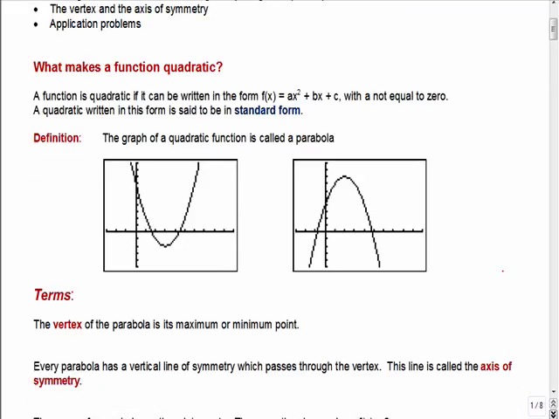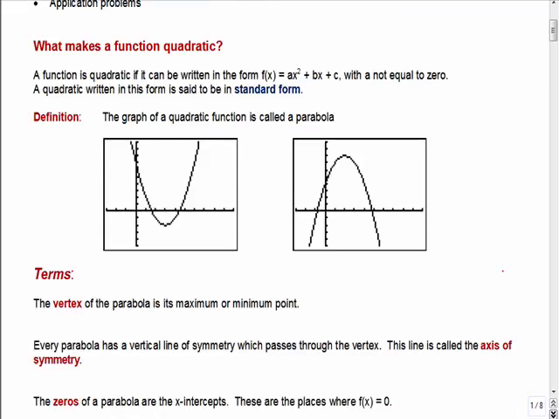So, speaking of the term vertex, let's give a couple of terms that we're going to be using in this particular section. First of all, the vertex of the parabola is the maximum or minimum point. On this particular parabola, the vertex is located right here, and on this particular parabola, the vertex is located right here. On this one, it's the max, and on this one, it's the min.